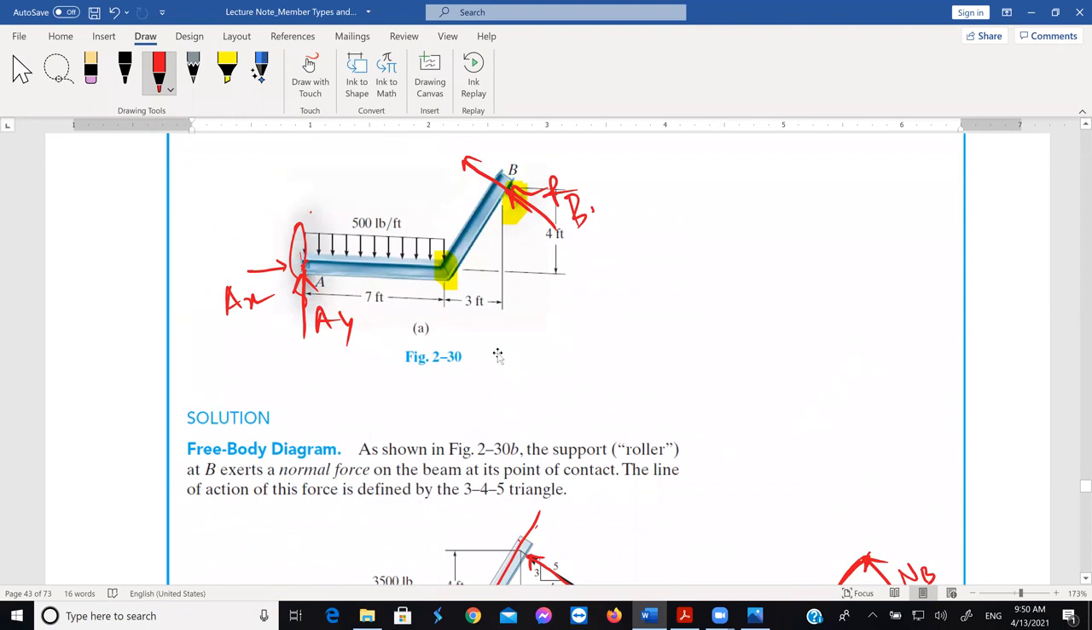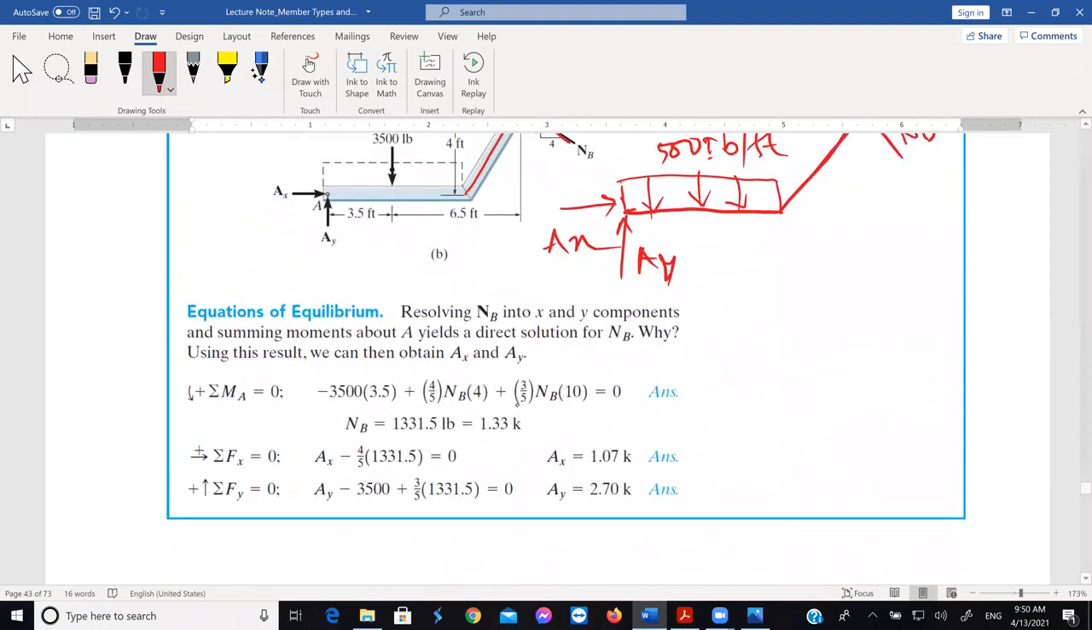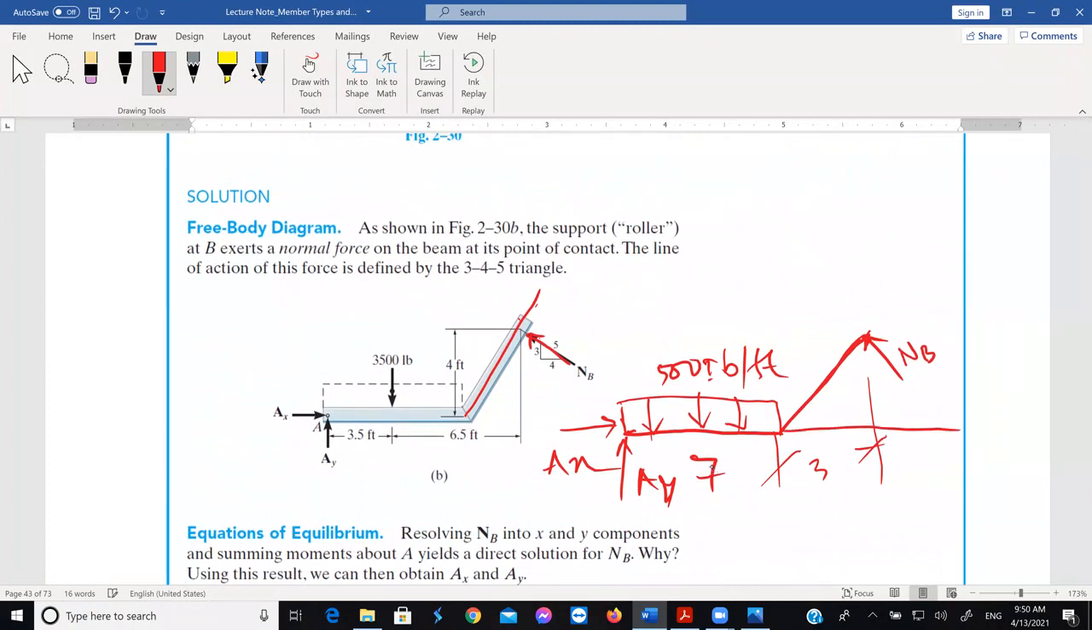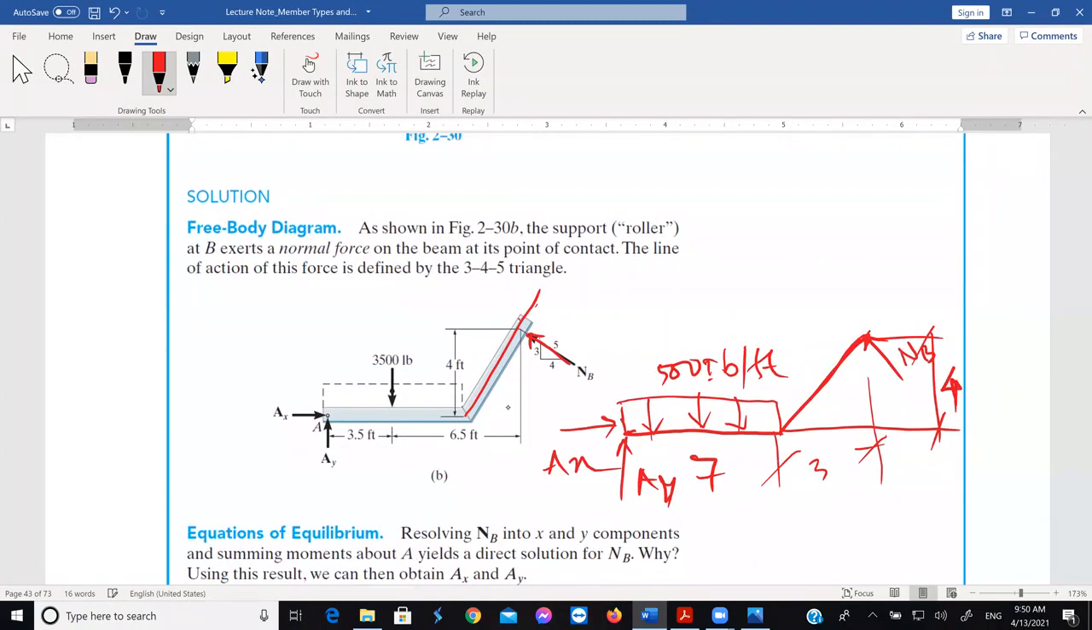And how much force do we have? There is a 500 per feet distributed load, and that's uniformly distributed. So we have this uniformly distributed load here, 500 pound per feet, and we know this length is 7 feet, and that's 3 feet. This vertical distance is 3 feet. We need to know the vertical distance of this inclined part too, and that's 4 feet.